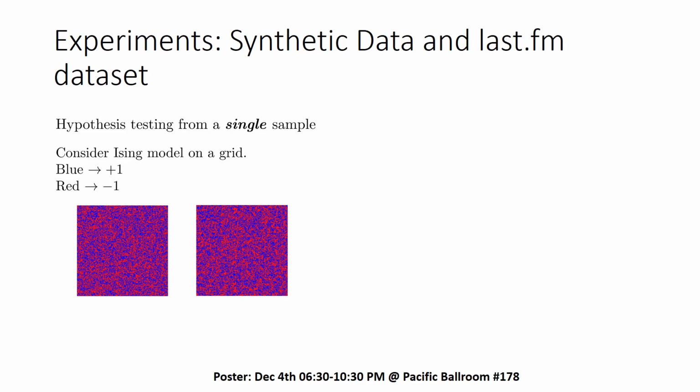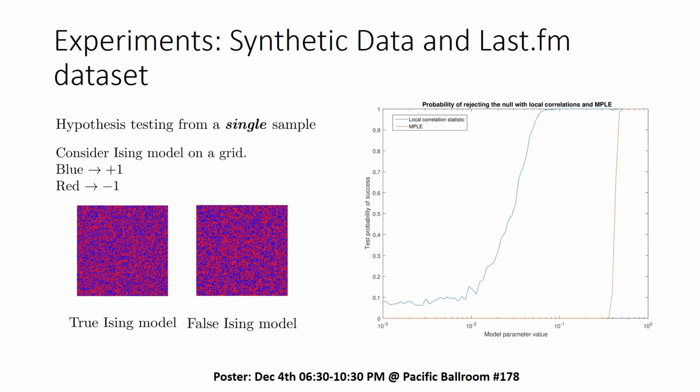Take a look at these two pictures. One is generated according to an Ising model on the grid, the other is not an Ising model. Can you tell which is which? Our bilinear statistic can tell them apart, and significantly earlier than other common statistics such as the maximum pseudo-likelihood estimate, thus showing the usefulness of multilinear statistics.